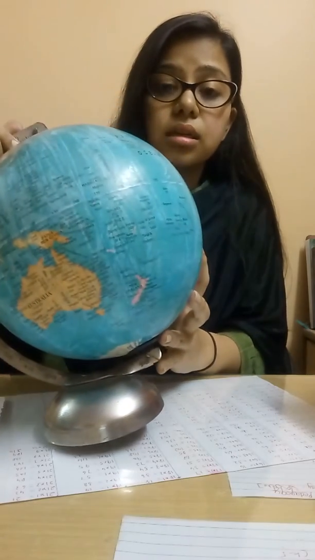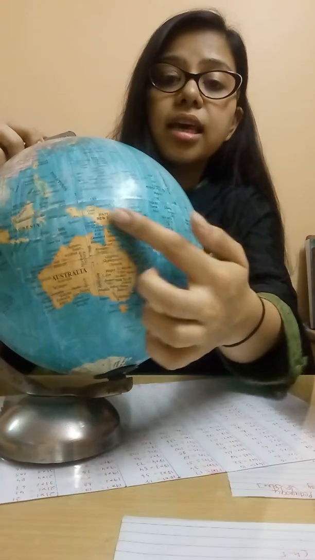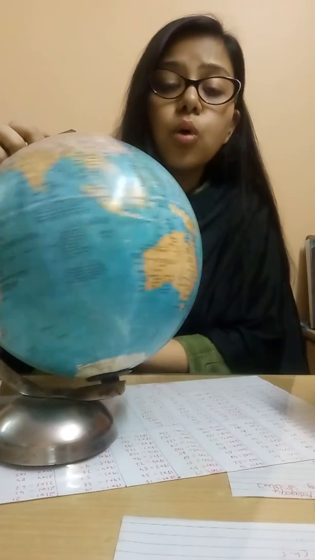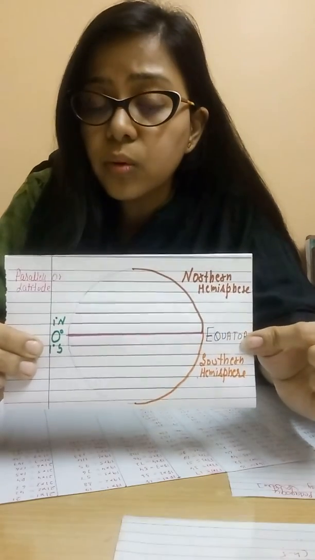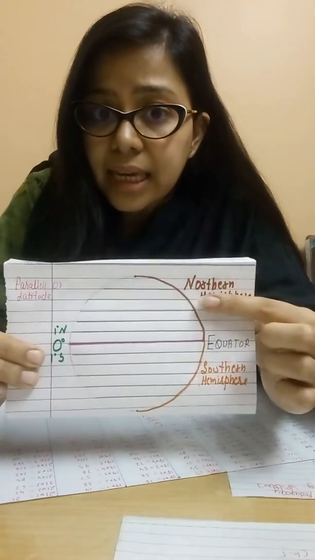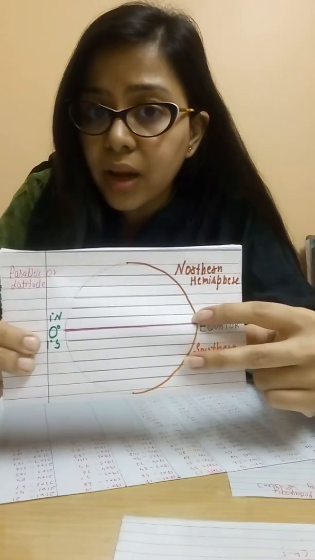My dear students, the line which divides the earth into two equal halves. Yes, there is one horizontal line which divides our earth into two equal halves, and it is known as the equator. I have something to show again, a sort of diagram for you guys. See, this is our earth. This is the horizontal line known as the equator. It is dividing our earth into two equal halves.